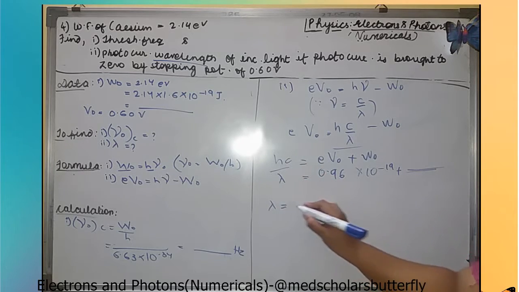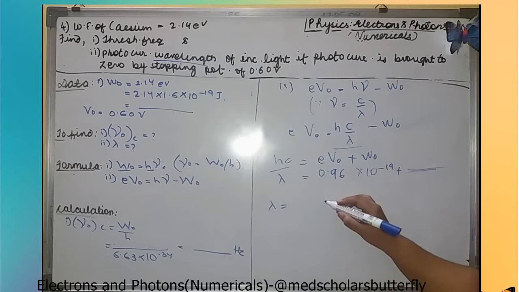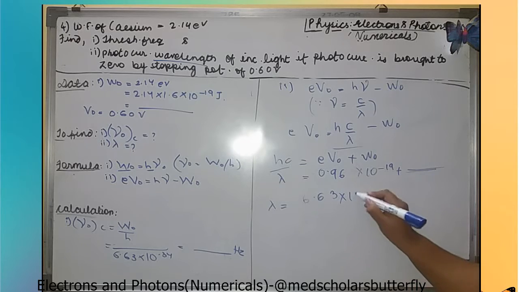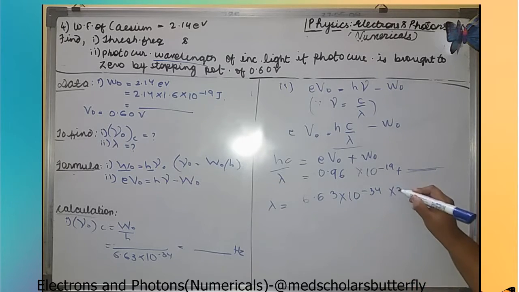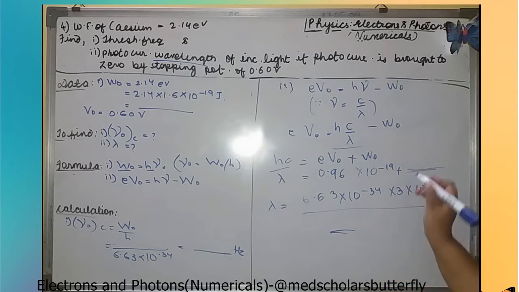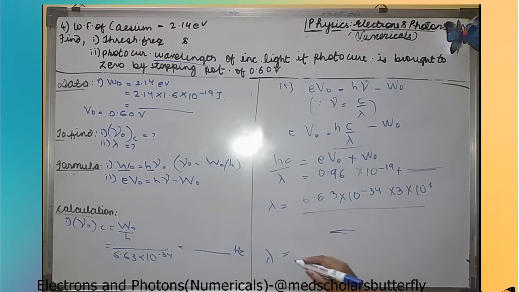Now you have to find lambda. So what you will do? What is h? 6.63 into 10 raised to minus 34 into 3 into 10 raised to 8 upon whatever the double dash value you got here. Solve it and you will get your lambda in meter. So to convert it into Angstrom unit, multiply it with 10 raised to minus 7. So it will become lambda is equal to dash Angstrom unit.